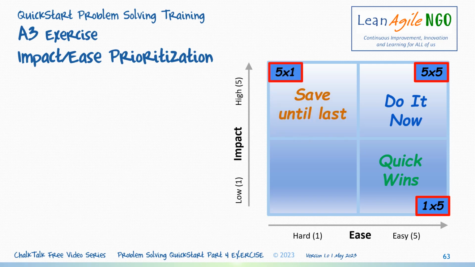The high impact but hard ones may be saved until later, but eventually you may need to do them, chunk them up, and get started. The lower left quadrant contains the hardest and lowest impact problems. Why would you ever do those?